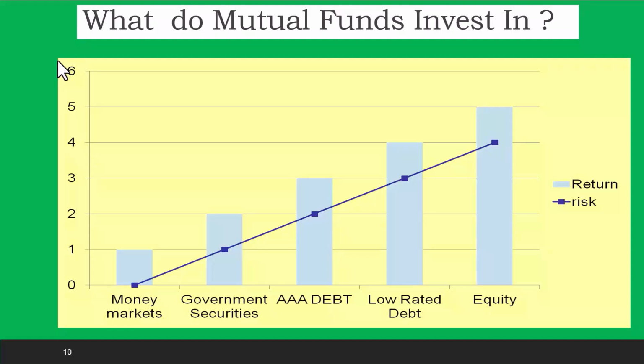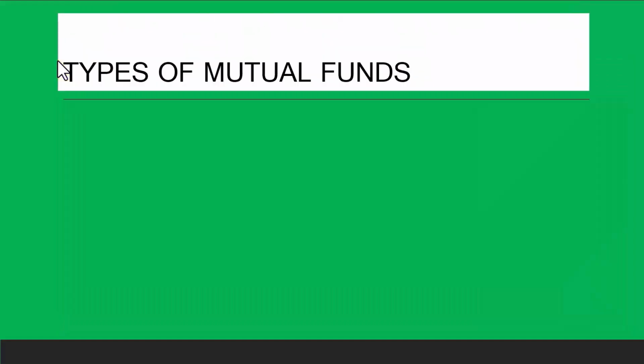And then we have low-rated debt, from companies which have a rating below AAA, right down to triple B, which is the lowest investment grade rating in India. They come with some risk, but give you higher returns. And finally, the riskiest of all investments, equity shares, which are risky but give you the maximum returns. So the mutual funds identify all these options where they are going to invest and generate returns out of these investments.